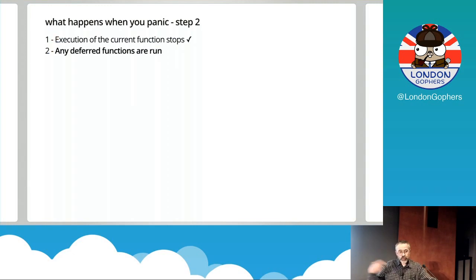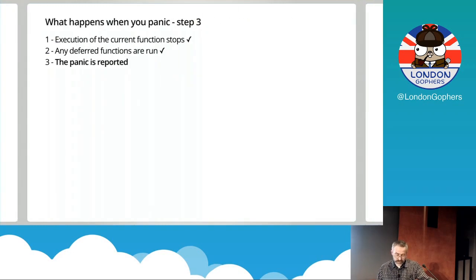So stack unwinding isn't happening. It looks a little bit like stack unwinding is happening, but it isn't. And it's only the deferred functions in the current Go routine as well. So if you've got lots of Go routines running, the only deferred functions that get called are the ones in your current Go routine, the panicking Go routine.